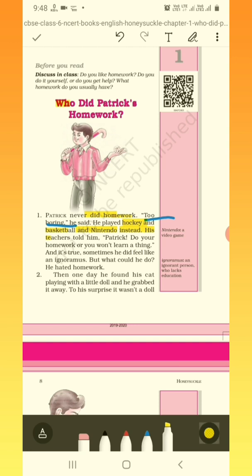He found his cat playing with a little doll. Since he was playful by nature, as soon as he saw this, he grabbed the doll away. And he was surprised to find that it wasn't actually a doll. So, what was it? Let's find out.